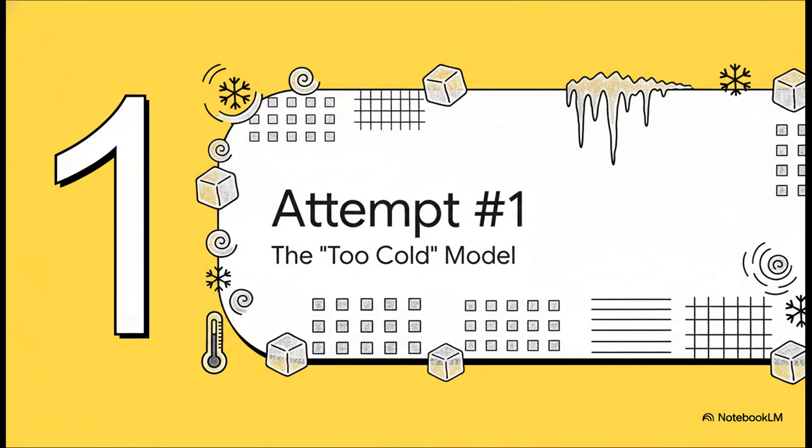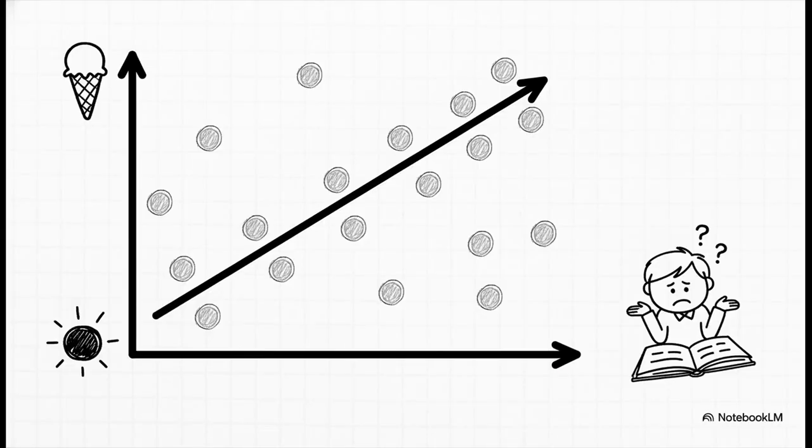All right, attempt number one. We're going to start with the simplest, most basic approach you can think of. We're going to tell our AI, hey, just find the most obvious, simple pattern you can. We'll call this our too cold model. And what does it do? It draws a perfectly straight line right through our data. It learns one simple rule: hotter weather equals more ice cream.